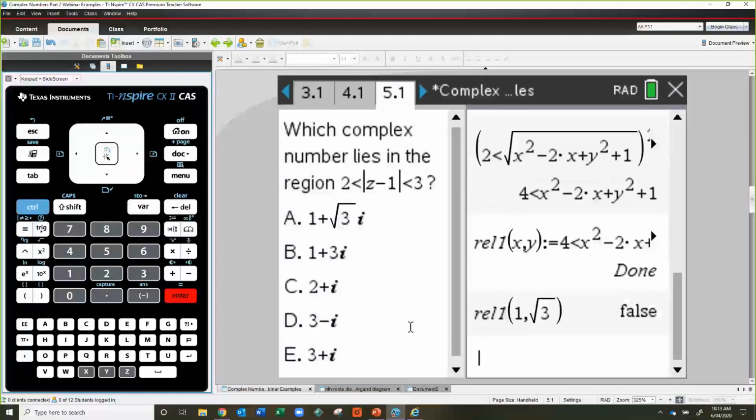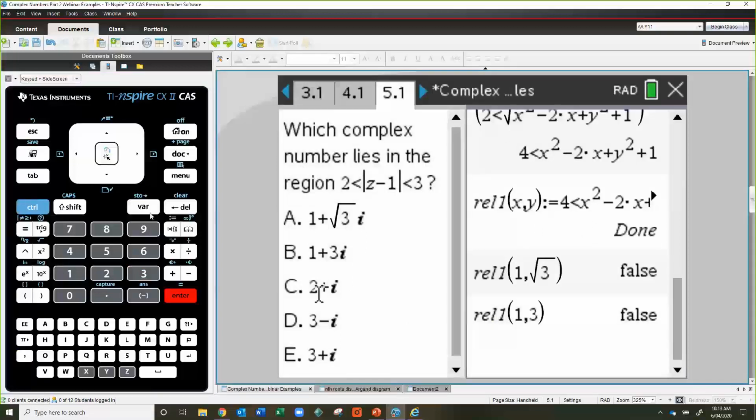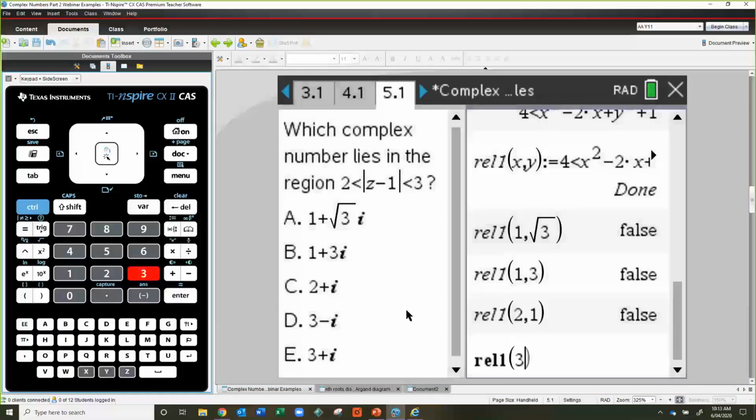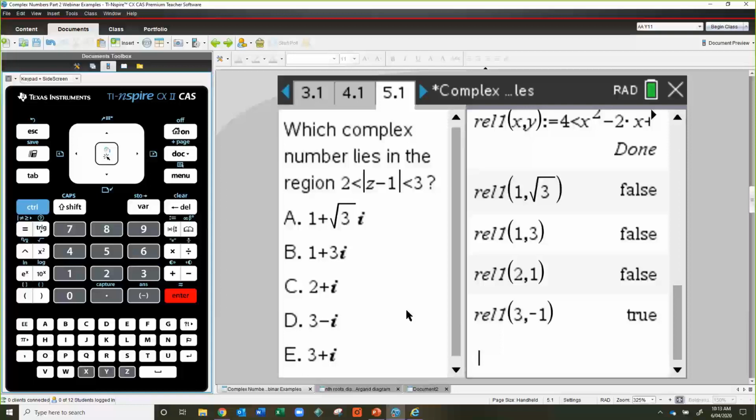it says false. So this number does not lie in my relation. Try another one, 1 comma 3, false again. Let's try option C, 2 comma 1. No, not good. Let's try option D, 3 comma negative 1 says true. So therefore, point 3 minus I is the point which lies in this particular region.